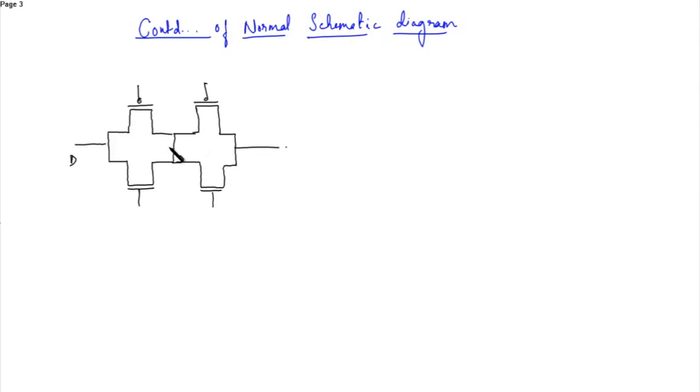Okay, so this point is the X point. This is PMOS 1, NMOS 1, PMOS 2, this is NMOS 2, this is source, drain, and this is again source and drain. Okay.